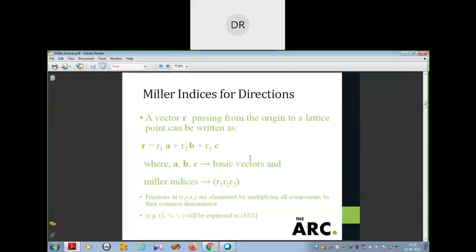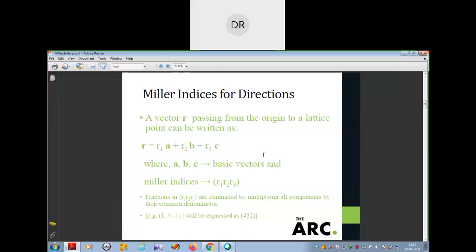Now one important thing: if there are fractions in the Miller indices, how can we make them whole numbers? Just simply multiply all the components by their common denominator. See this example: 1/4, 3/4, 1/2. This is the Miller indices.